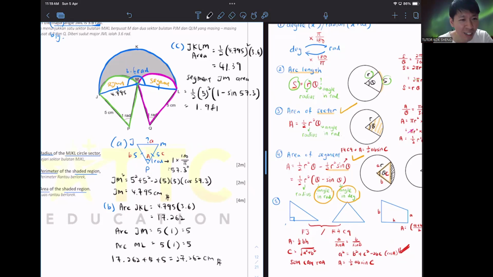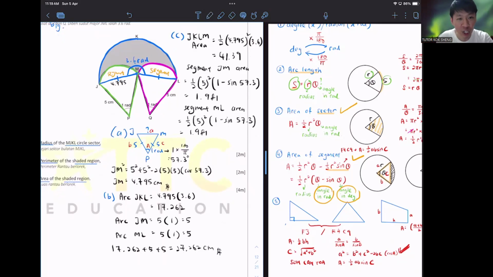JKLM is 41. Don't follow the picture. Okay, one more: segment ML area. Radius 5 again, and the theta radian first, followed by degree. But if you know the working is the same, you can straight away times 2. Like this one, JM and ML are actually the same, so no need to write 2 times. If you know that, we can now minus.